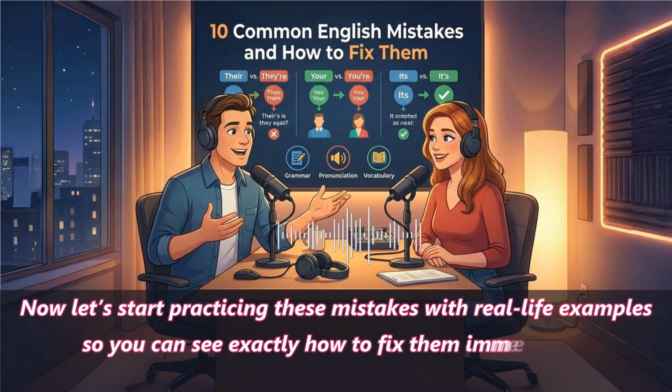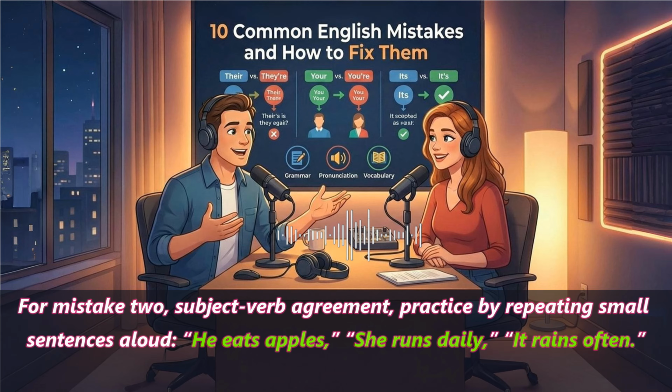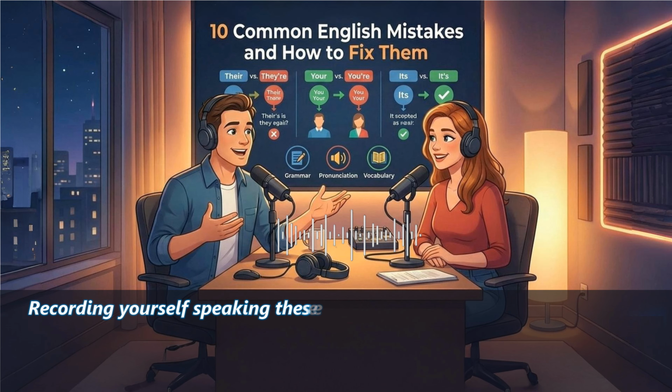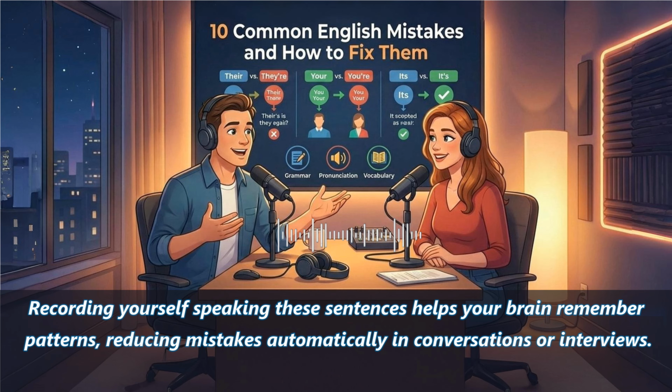A simple exercise is to list 5 countable and 5 uncountable items, then make sentences using many and much. For mistake 2, subject verb agreement, practice by repeating small sentences aloud. He eats apples, she runs daily, it rains often. Recording yourself speaking these sentences helps your brain remember patterns, reducing mistakes automatically in conversations or interviews.